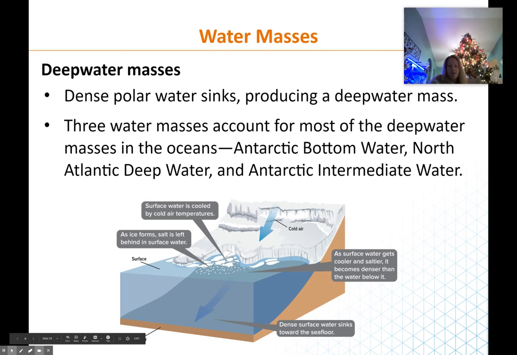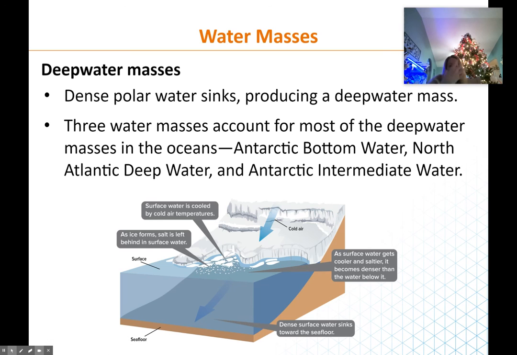All right, and then this last little bit, deep water masses. What happens is cold water is more dense. So when we've got ice caps breaking off or sea ice melting, it says surface water is cooled by cold air temperatures. As ice forms, salt is left behind, so it becomes more salty, so it's more dense, and it's more cold, so it's more dense. So our densest water is found at the poles, and that's really important. It sinks and carries all the way down to the equator.